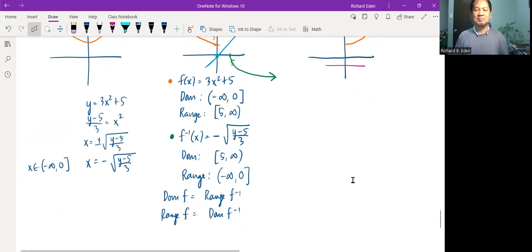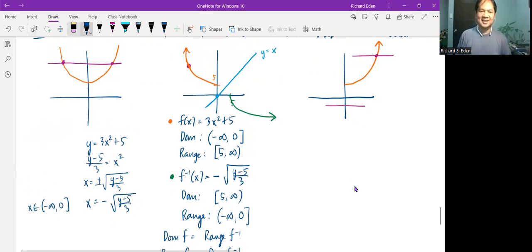Well, domain has two syllables, range has one syllable. Alright, so that's why.